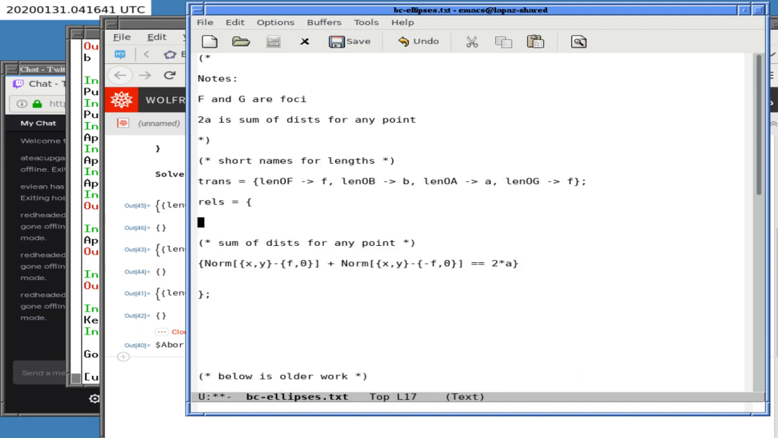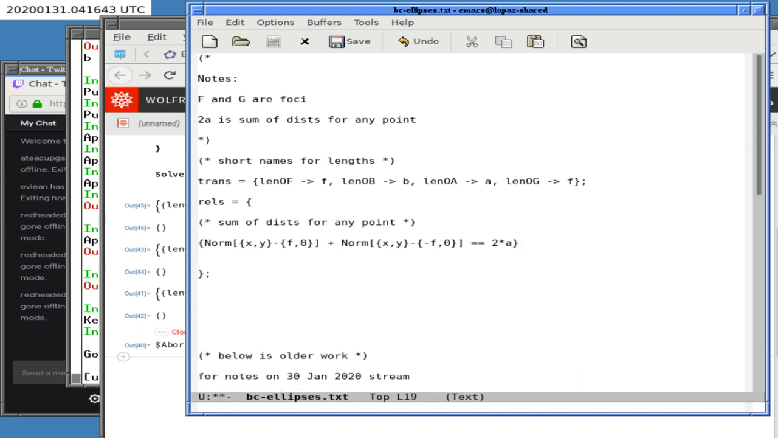Okay, this one's definitely important. This is the one that sort of tells us the equation of the ellipse, which says that for any point x, y on the ellipse, the sum of the distances to the two foci is equal to 2 times a.